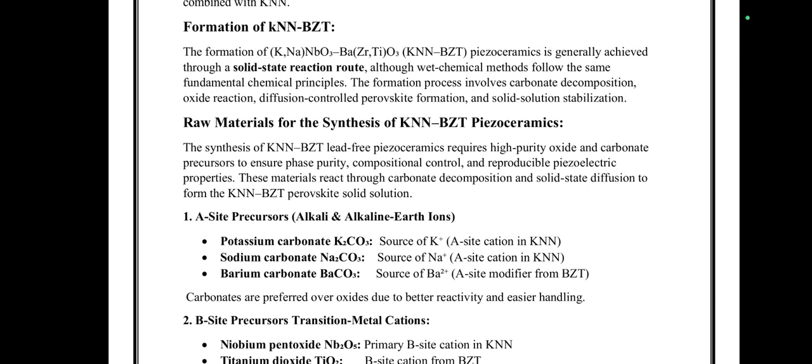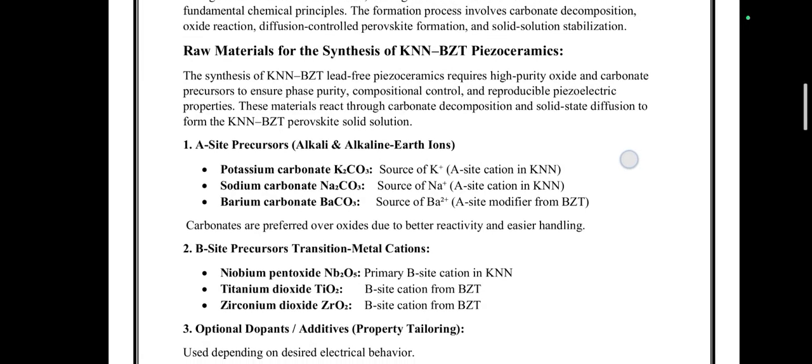Now, the formation of potassium sodium niobate, barium zirconate titanate lead-free material. The formation of this piezoceramic material is generally achieved through a solid-state reaction route. Although other methods also follow the same fundamental chemical principles, the main method that is used is the solid-state reaction route. The formation process involves carbonate decomposition, oxide reaction, diffusion-controlled perovskite formation, and solid solution stabilization.